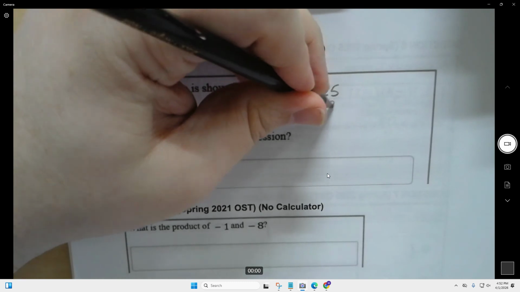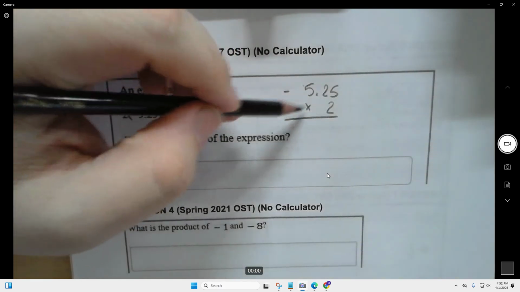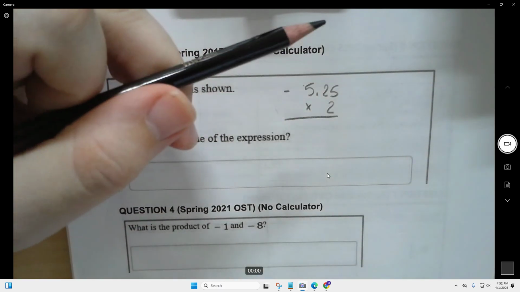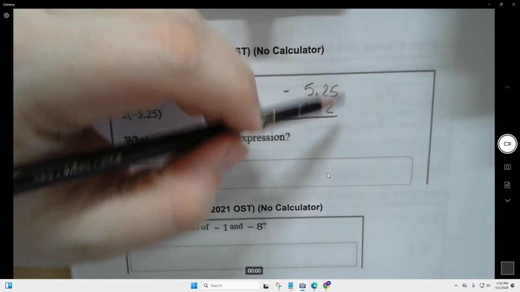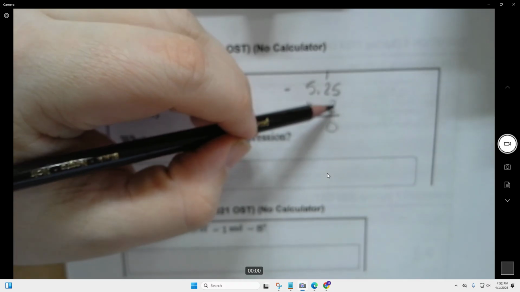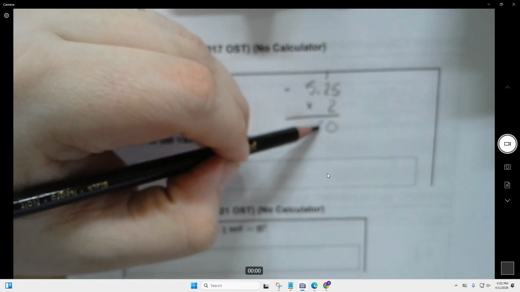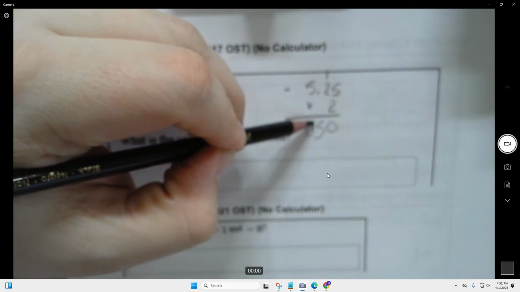times 2. And if you don't remember how to multiply by decimals, here is your crash course review. You treat it like any other multiplication problem at first. 2 times 5 is 10, so you put 0, and you carry the 1. And then you have 2 times 2 is 4, plus 1 is 5. Then you have 2 times 5 is 10, so you put the 0, and you carry the 1.